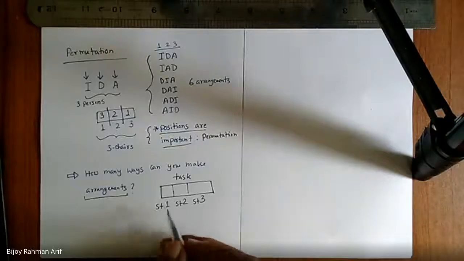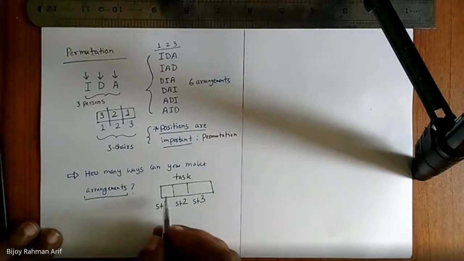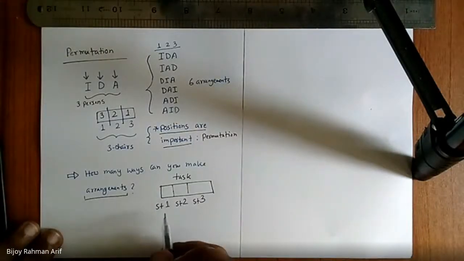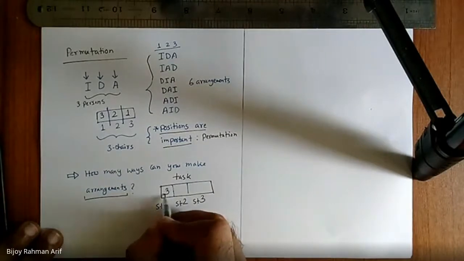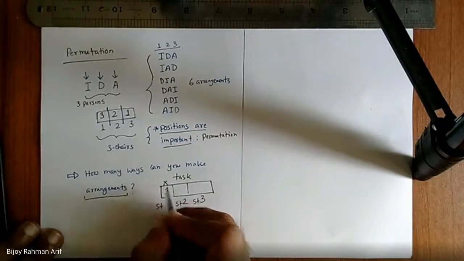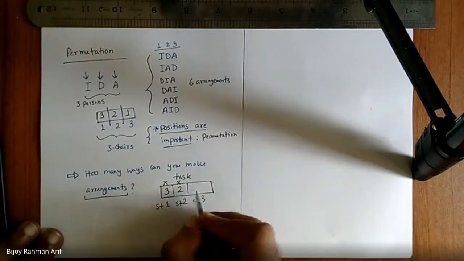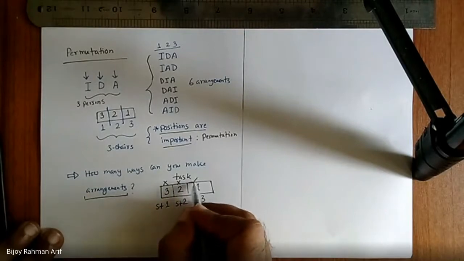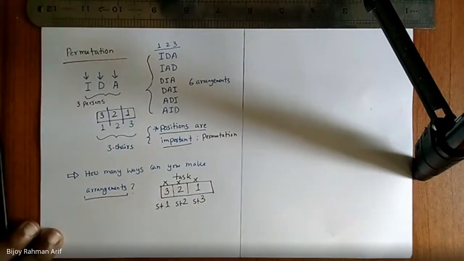How many ways can I fill up the first chair? Three ways. After filling the first chair, I can fill up the second chair in 2 ways. After that is done, I can fill up the third chair in 1 way. Okay. Now, wait.